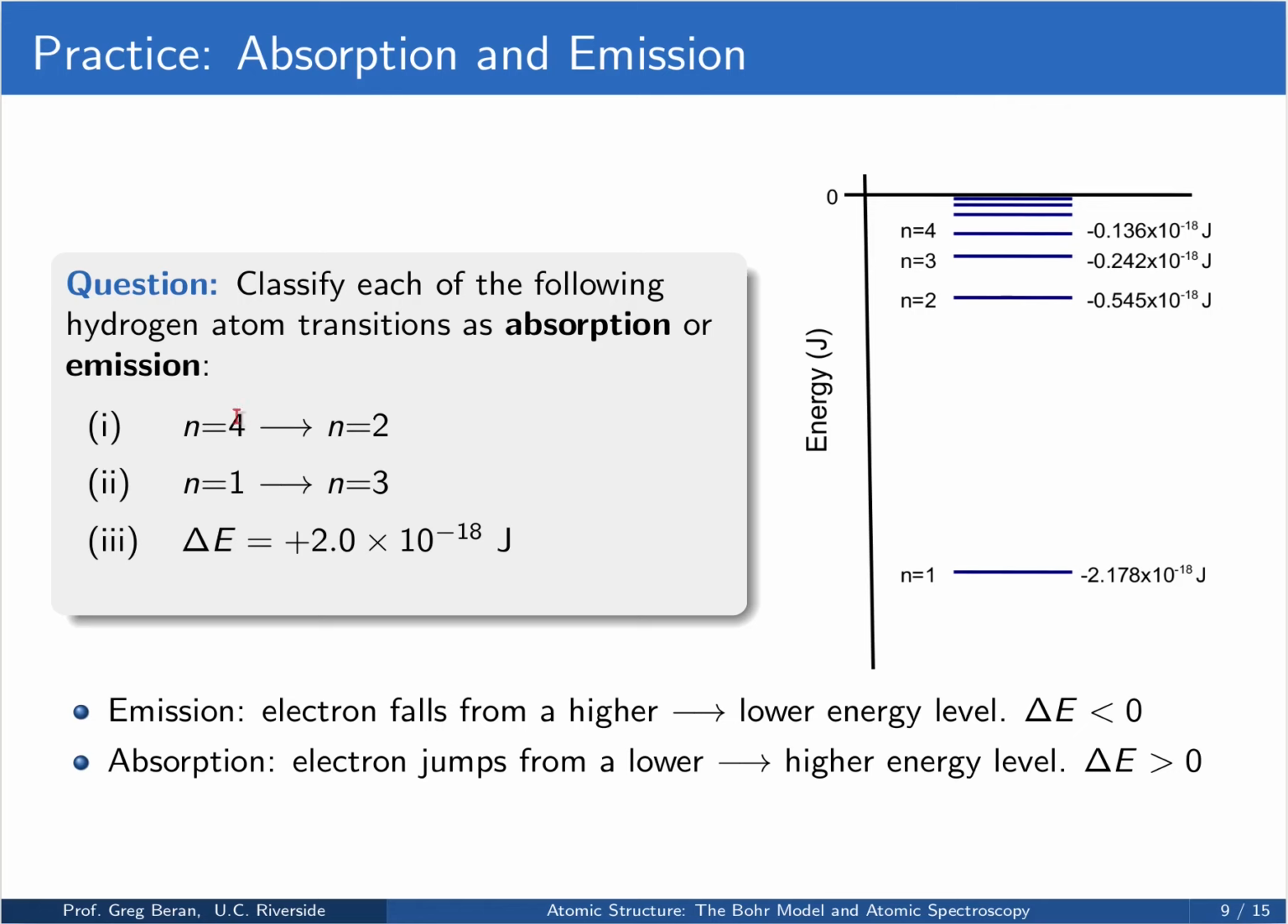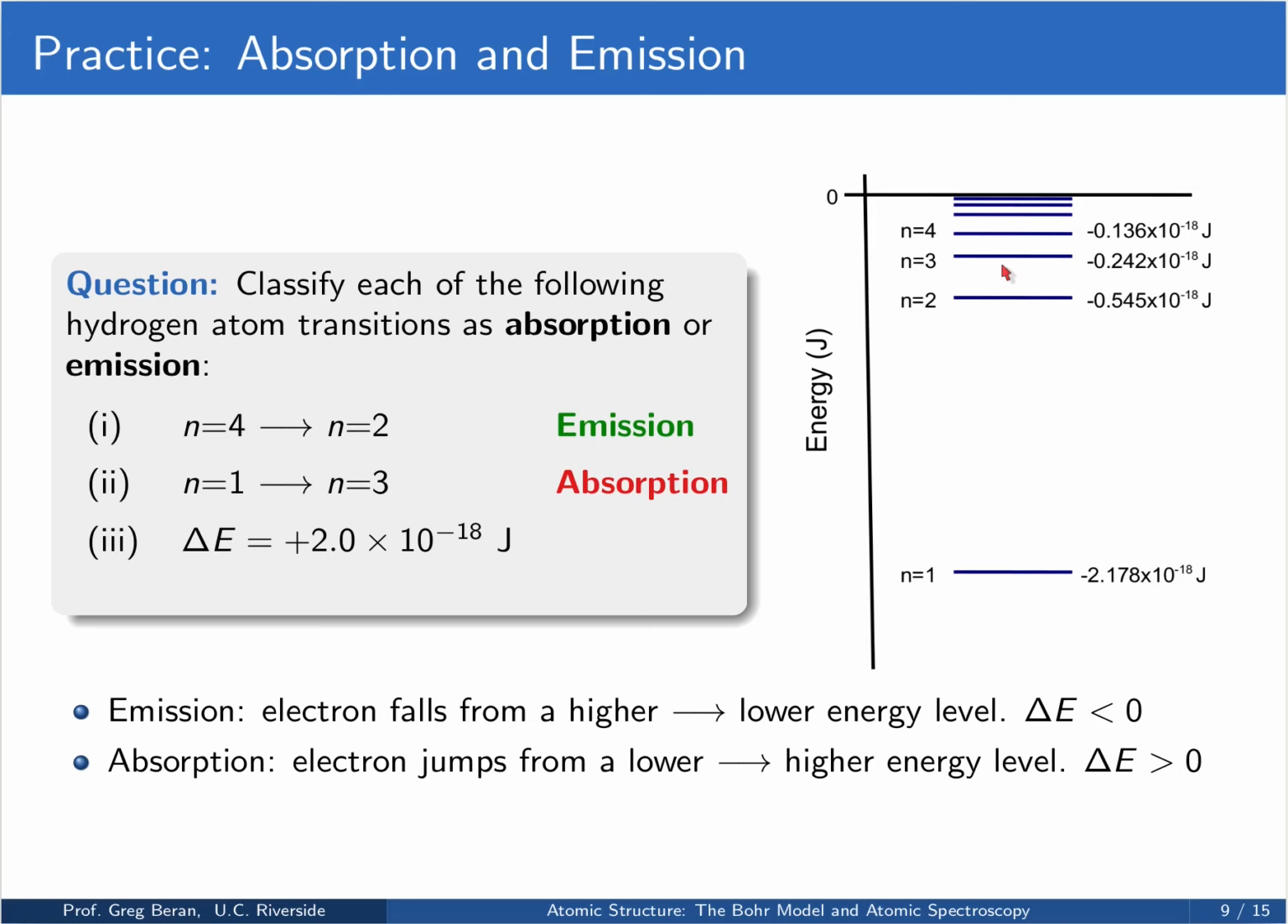And so, for example, if we look at the n equals 4 to n equals 2 transition, we're starting in this higher energy n equals 4 orbit and we're falling down to the n equals 2 one. So that's going to be an emission. For the n equals 1 to 3 transition, we're rising from a low energy orbit up to a higher energy one, and that's therefore absorption. It's going to require the input of energy from light to excite from n equals 1 up to n equals 3.